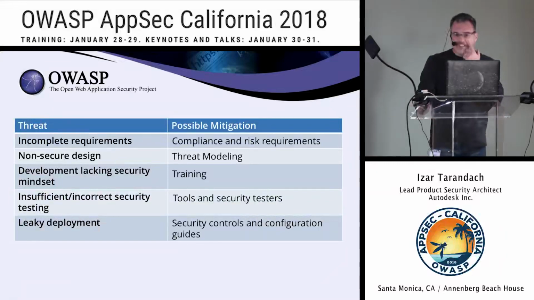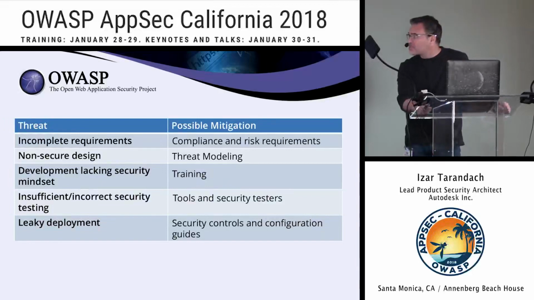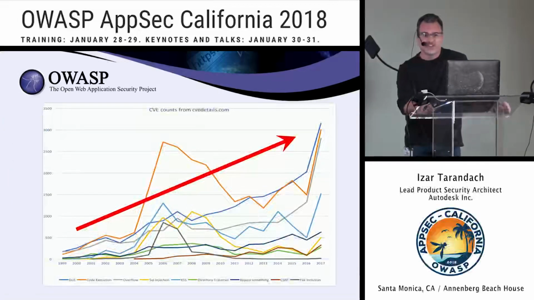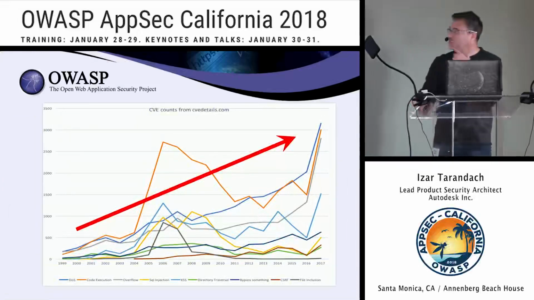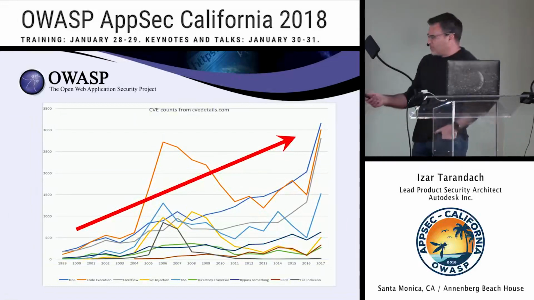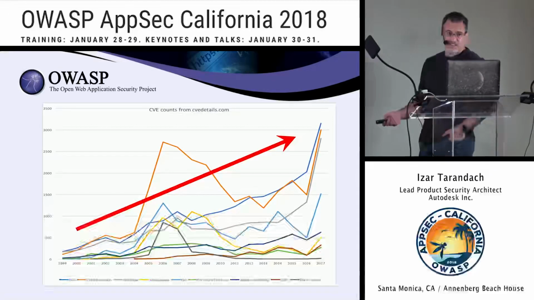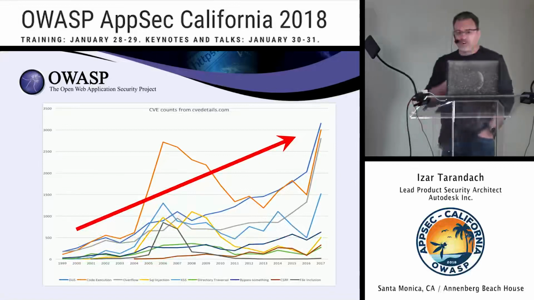So the big question here is, if we know the threats and if we know the possible mitigations for them, and we spend many hours going through these mitigations, then why is it that this keeps happening? This is basically a graph from CVE counts from cvedetails.com, going from 1999 to 2017 in 1, 2, 3, 4, 5, 6, 7, 8, 9 major flaws.